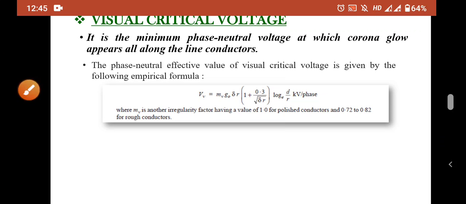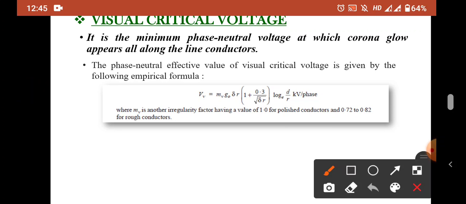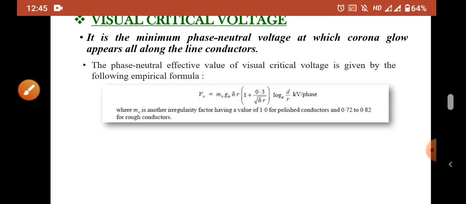So the visual critical voltage Vv is given by mv into G0 into delta r into 1 plus 0.3 by root of delta r, into log d by r kilovolt per phase. Here mv is another irregularity factor having value 1 for polished conductors, and for rough conductors it is 0.72 to 0.82, and delta is the air density factor. G0 is the breakdown strength of air, and its unit is kilovolt per centimeter.